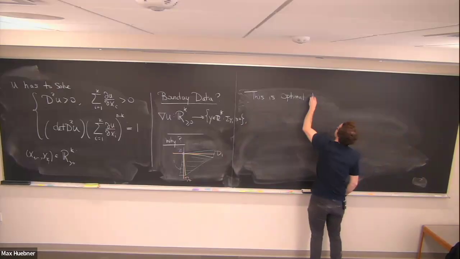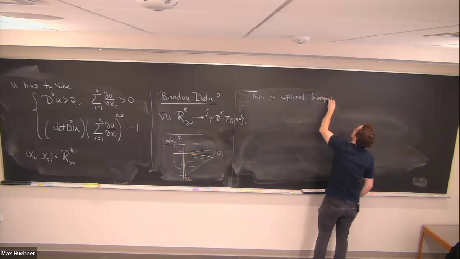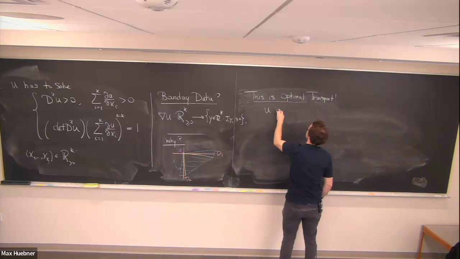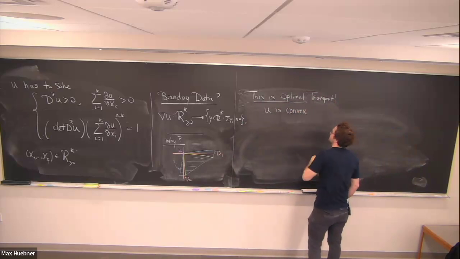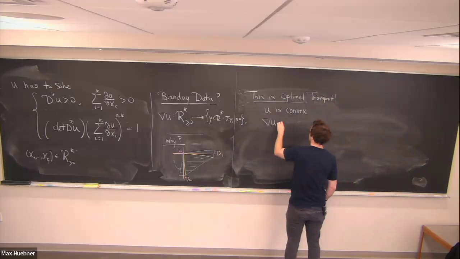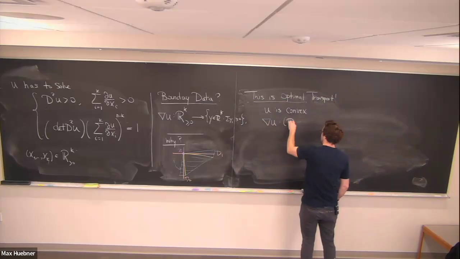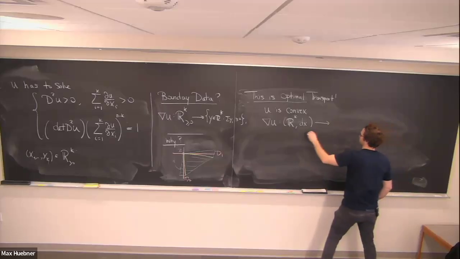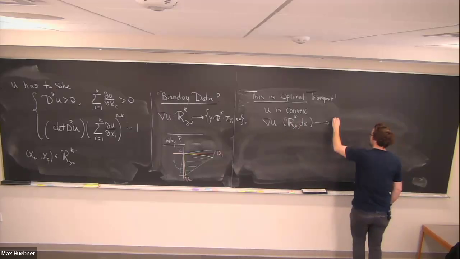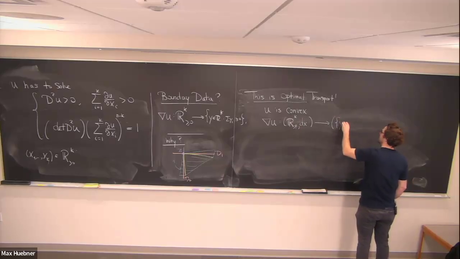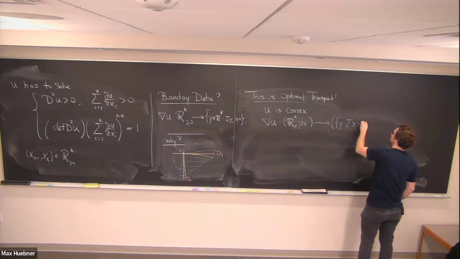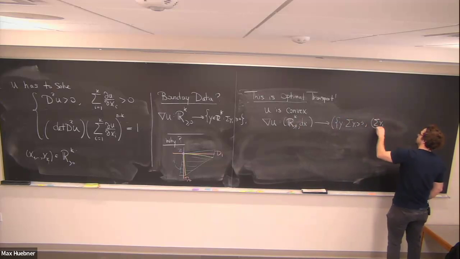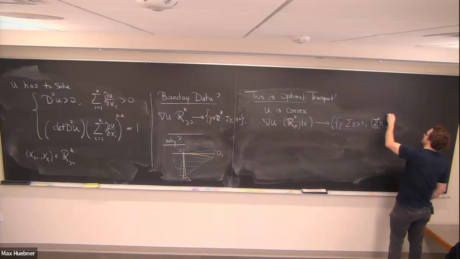So this is optimal transport, because what we're doing is looking for a function u that is convex, where the gradient of u maps R^k with the Lebesgue measure, the positive orthant in R^k, to this half space equipped with a degenerate measure, which is the sum of the y_i, i equals 1 up to k, to the n minus k dy.